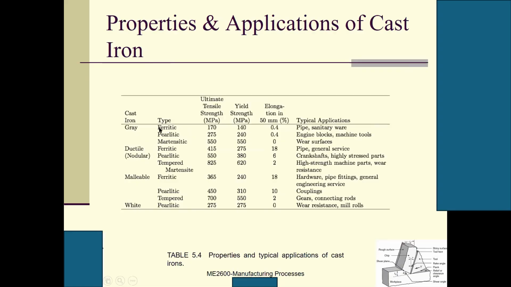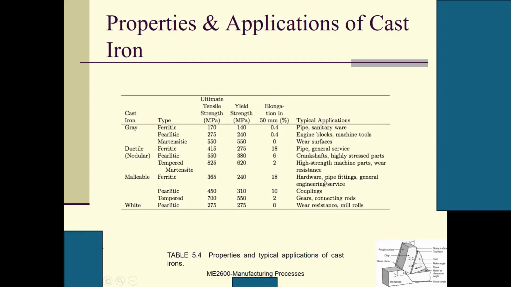This is ferritic, pearlitic, martensitic. So this is ferritic, pearlitic, tempered martensite. This is ferritic, tempered, and this is pearlitic. So this shows ultimate tensile strength, yield strength, along with their elongation in 50 millimeters.